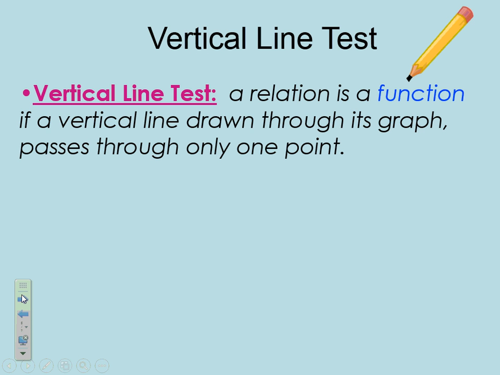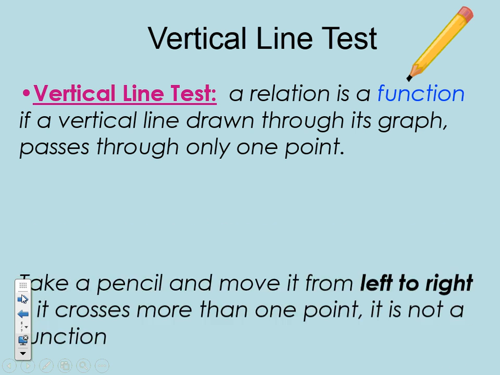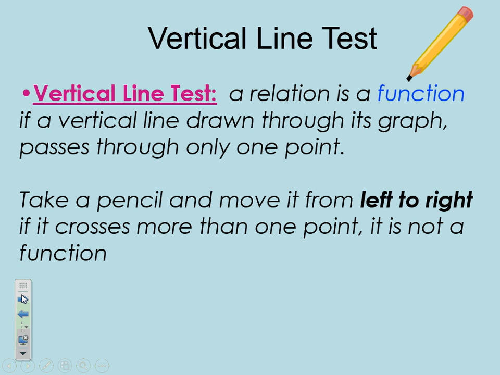So rather than make a big list of points for the whole graph, which could take a long time, we can pass a vertical line, that's one that's up and down, through a graph and check to see that it's passing the test, okay? If it passes the vertical line test, then it is a function. Let's take a look in a minute here. We're going to take a look at an example.